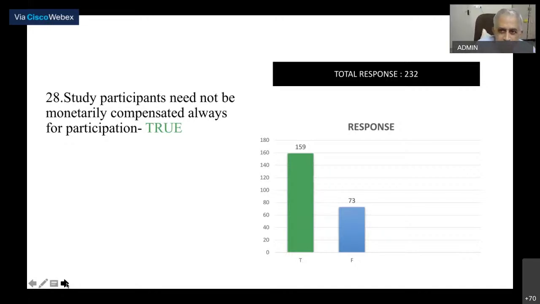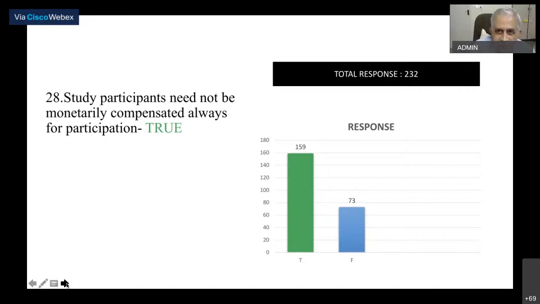Suppose a patient comes exclusively for your study and you are putting him in problems, like he may lose wages and other things. If you admit him for 3-4 days for your study alone, then he has to be compensated for the loss, for traveling, then for his labor or employment, how much he has lost. All those have to be compensated.